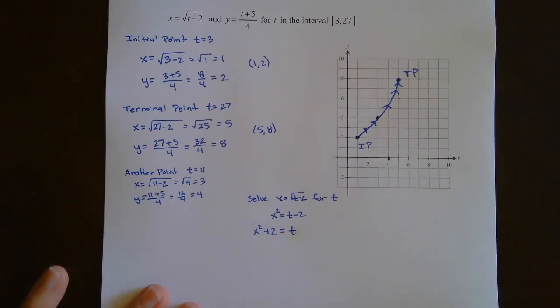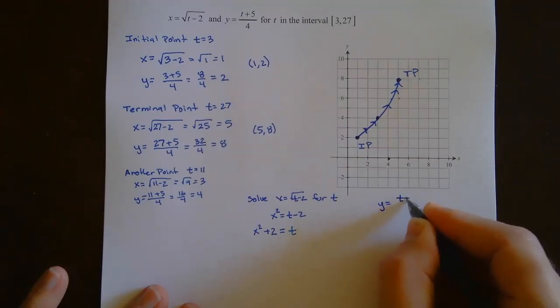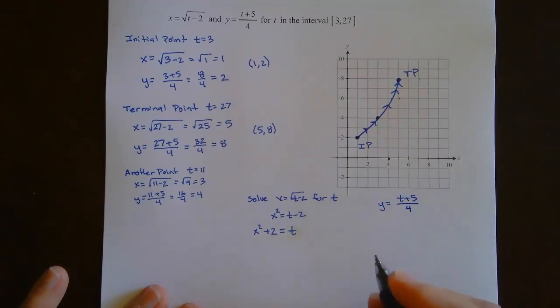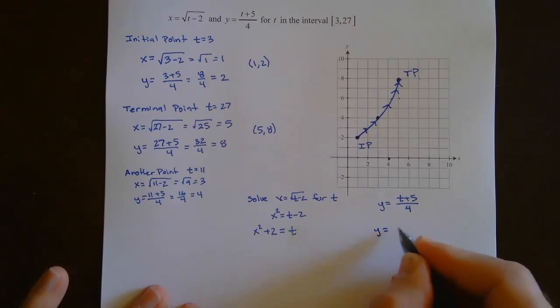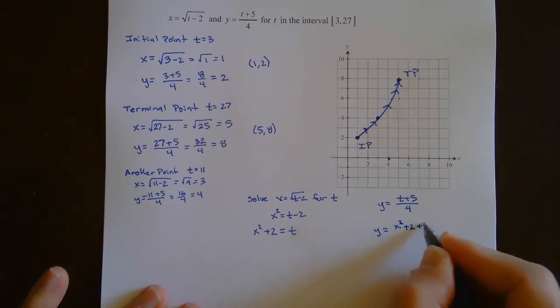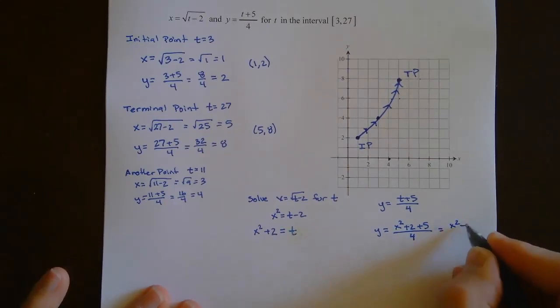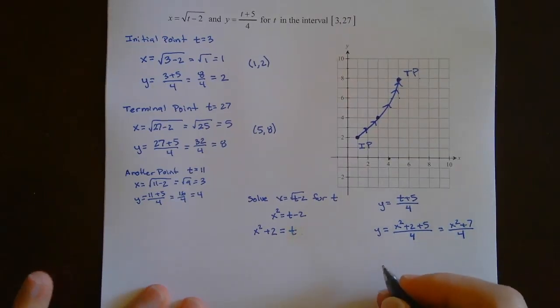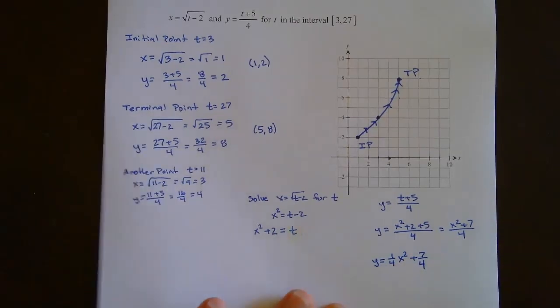Now, how do I get y? Okay, so I need y, but I need it in terms of x. Well, I know t is the same as the x coordinate squared plus 2. So I know now that y is equal to t plus 5 divided by 4. Okay, and I'm going to replace this t with x squared plus 2. So this becomes y is equal to x squared plus 2 plus 5 all over 4, okay? And that would be x squared plus 7 divided by 4. Or another way of looking at this is y is equal to 1/4 x squared plus 7/4.